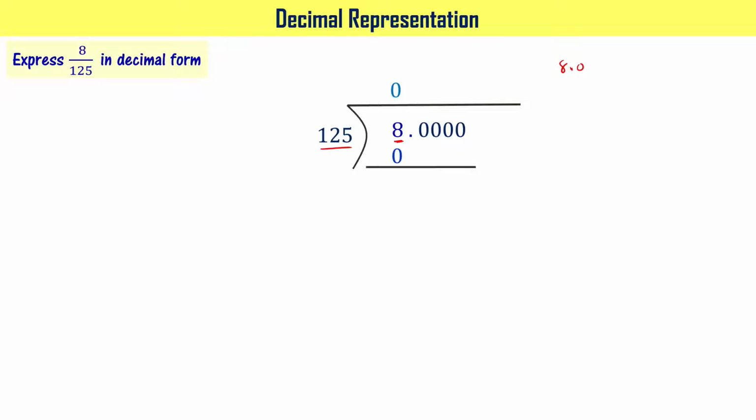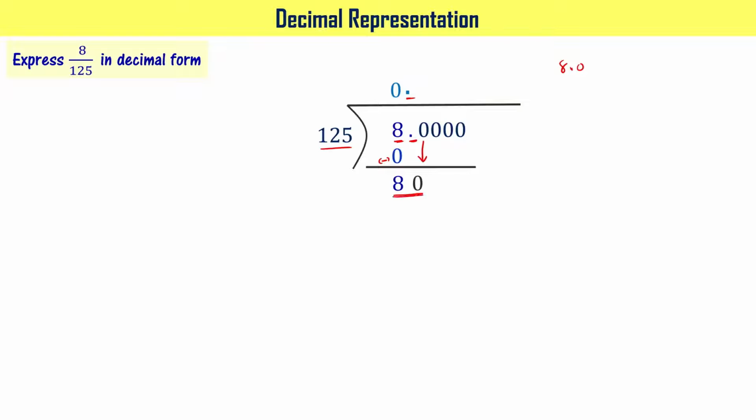We can now subtract 0 from 8. When I do that, I get 8, right? Now this dot has to go here in the quotient. Now let me write that dot. Once I write that dot, I have to bring this 0 down, right? Let me bring it down. So now what we have is 80, right?